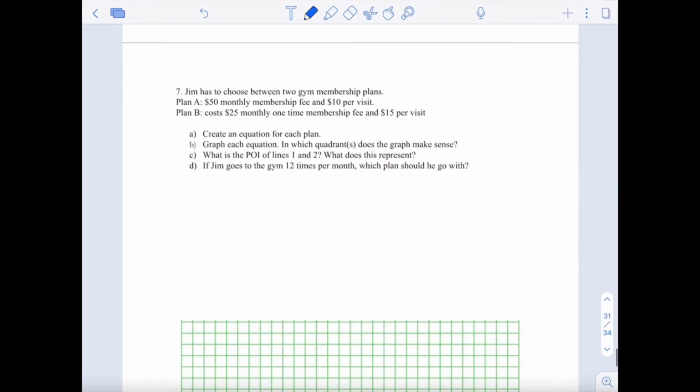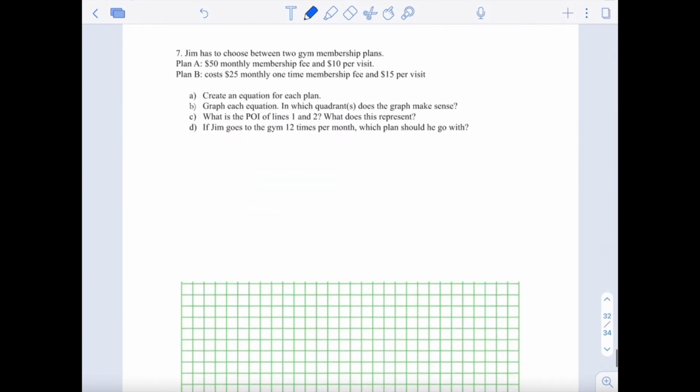Next question. Jim has to choose between 2 gym membership plans. Plan A is $50 monthly plus $10 per visit. Okay, and Plan B costs $25 monthly membership fee and $15 per visit. This wording is weird. Let's get rid of the one-time. Okay, so this is what that means.